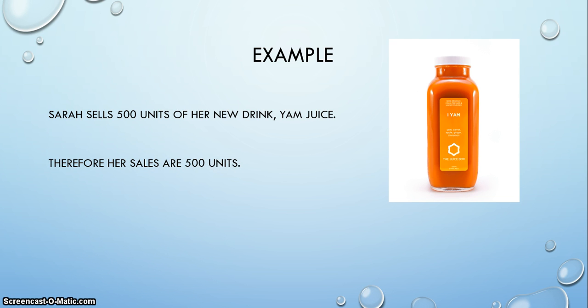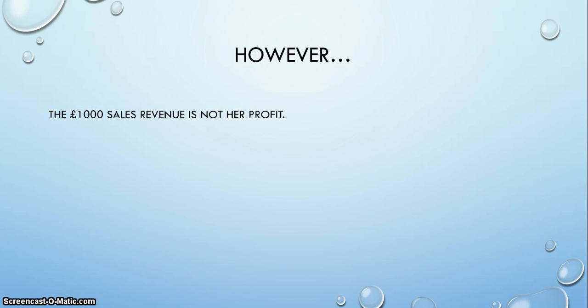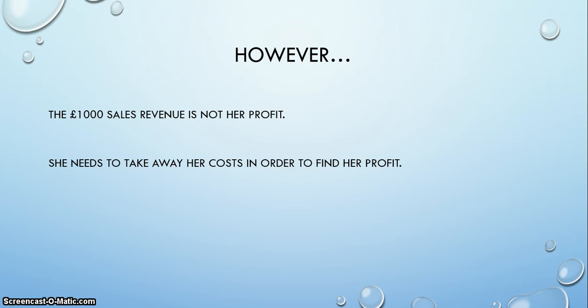So she's selling 500 units. That's her sales. And her revenue is £1,000. So it must be £2 per unit when she sells it. However, that revenue of £1,000, that's not her profit. In order to work out her profit, she's going to have to take her costs away. When you make a product, there are costs involved. Either you're making the product yourself, and you're going to have to pay for things like electricity, wages for your staff, raw materials. Where does she get the yams from? She's going to need to buy them from somewhere.